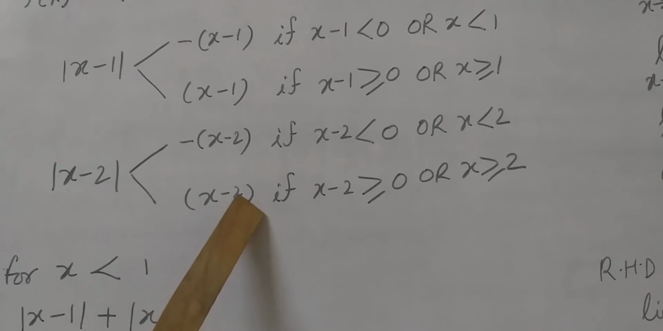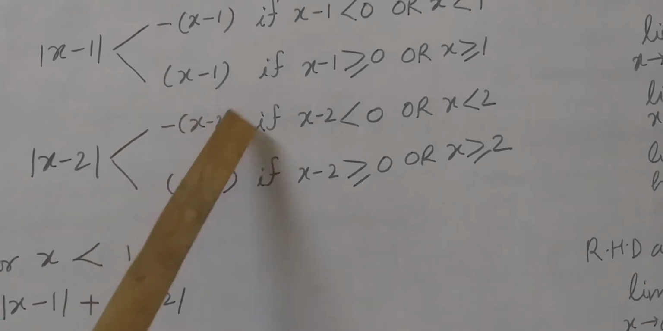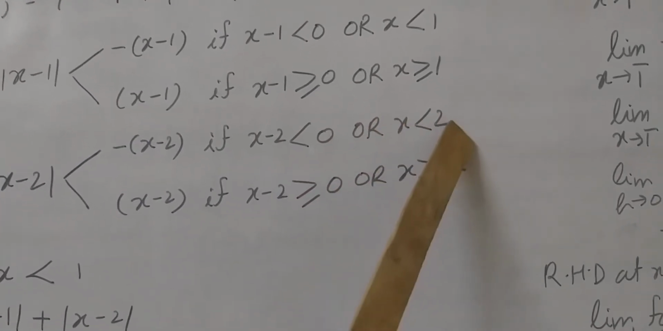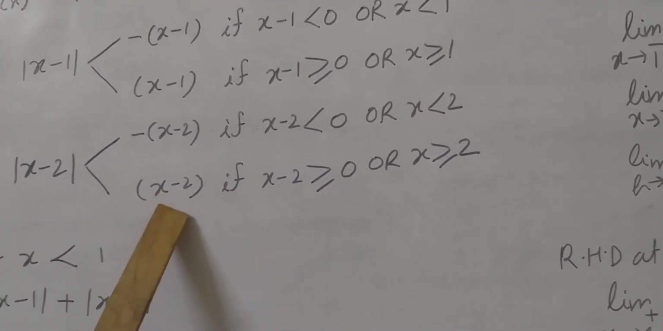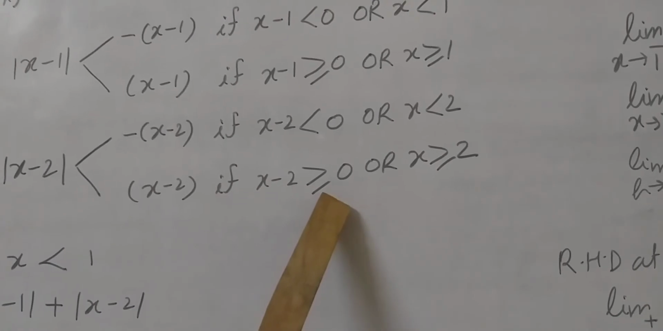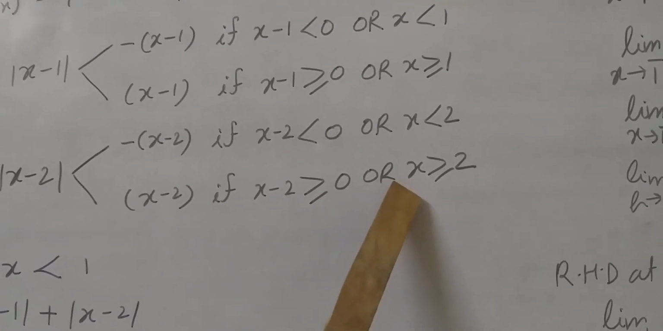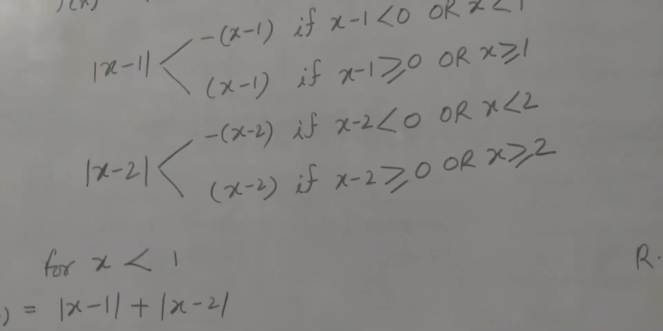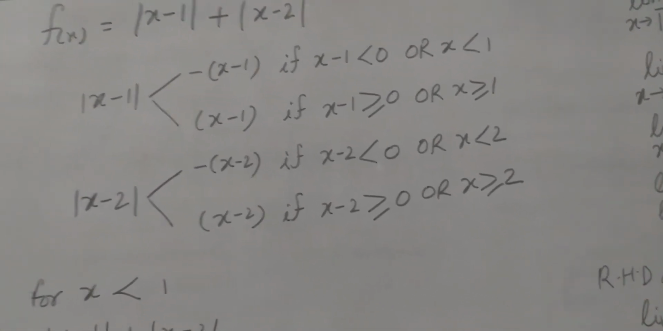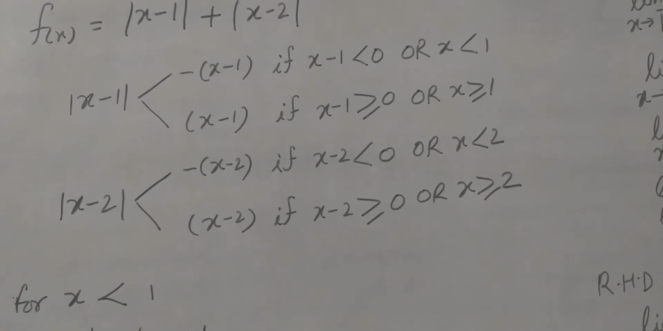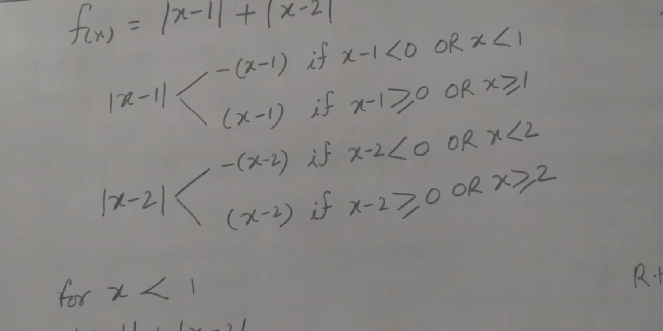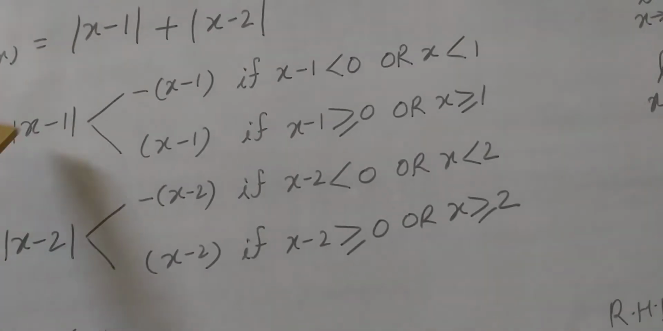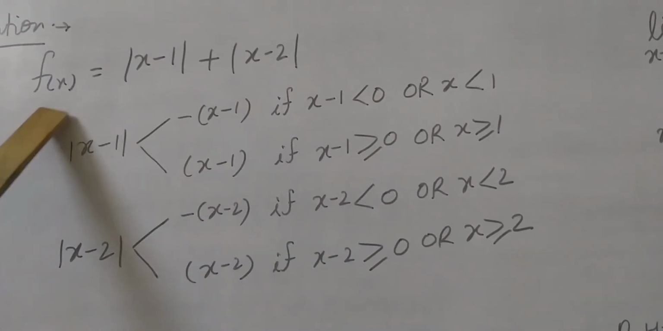if x − 2 < 0, or x < 2, and as positive (x − 2) if x − 2 ≥ 0, or x ≥ 2. This you know, because this is the modulus function, that's why there are two conditions. Now we will find the overall value of this function.